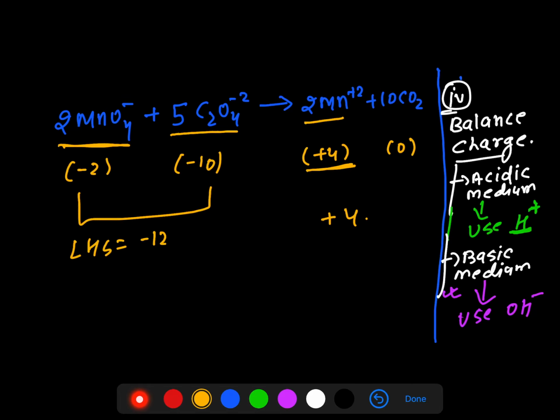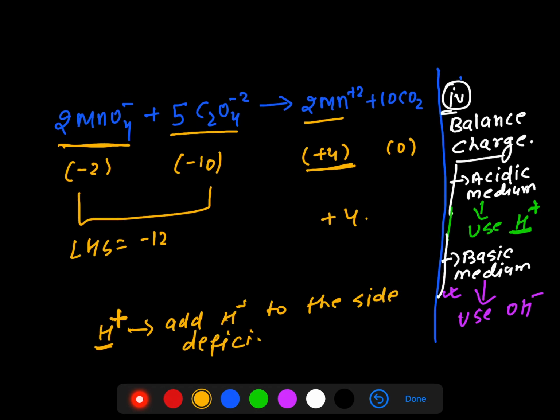Now we have to use H+ to balance the charge, right? Now H+, what is H+? H+ will always increase the charge. Whichever side you add H+, it will always increase the charge because it has positive charge, right? So which side should we add it to? We should always add H+ to the side deficient in charge.